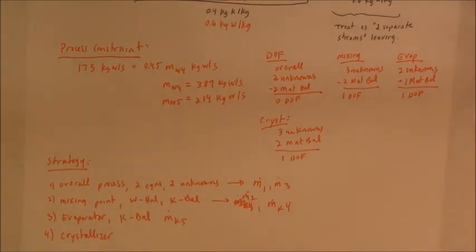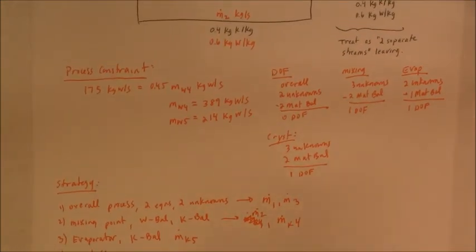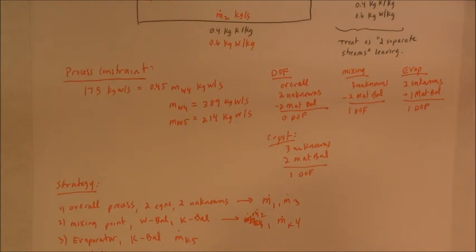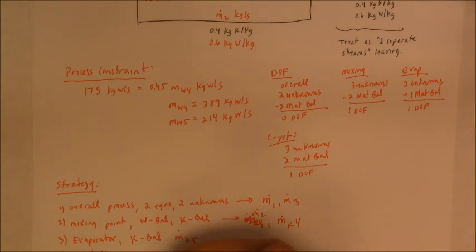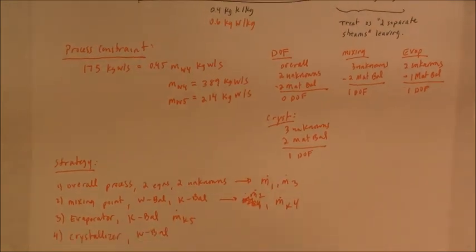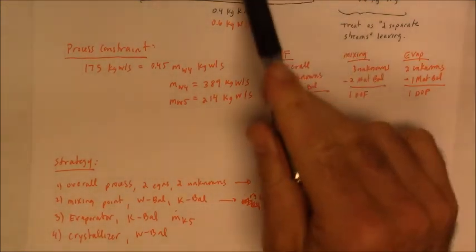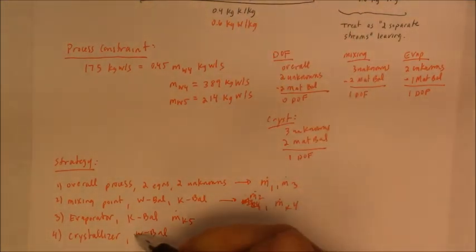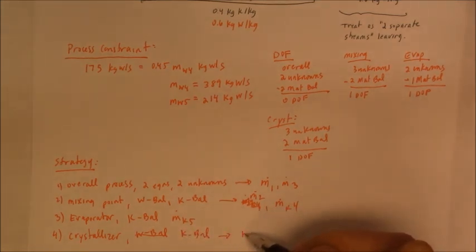At the crystallizer, we can choose what we want to do first. We might start with the water balance because we should only have one unknown within the water balance. We can use that to solve for M2, actually, which we already know. So actually we just need to do the K balance to solve for MK5.